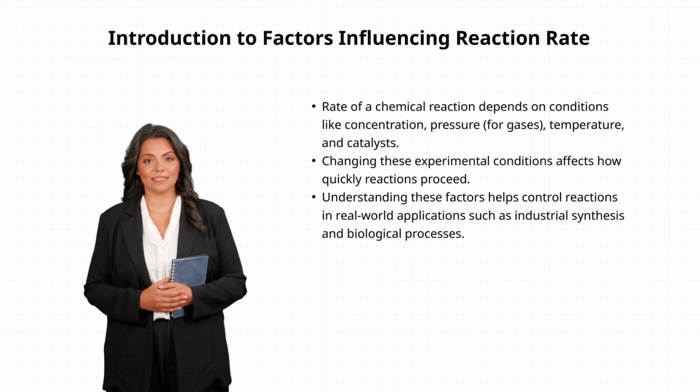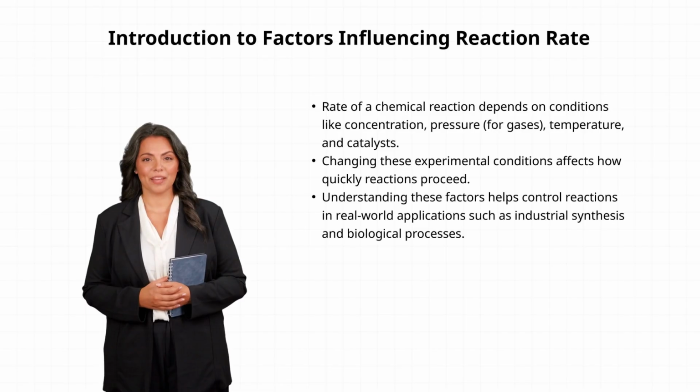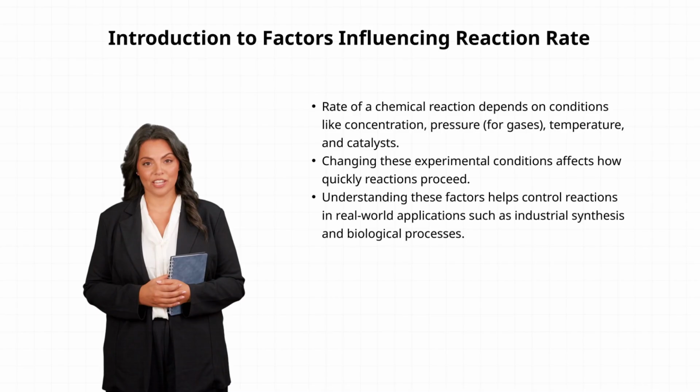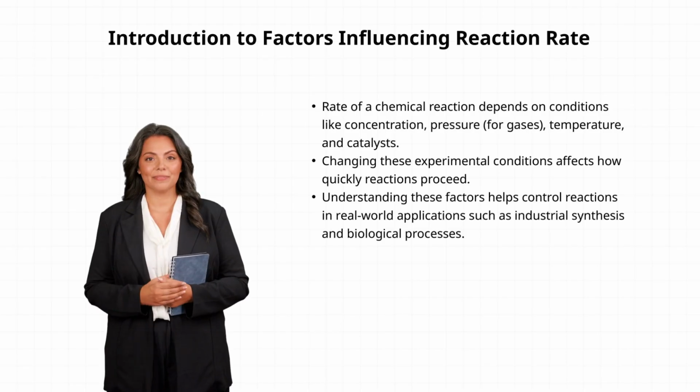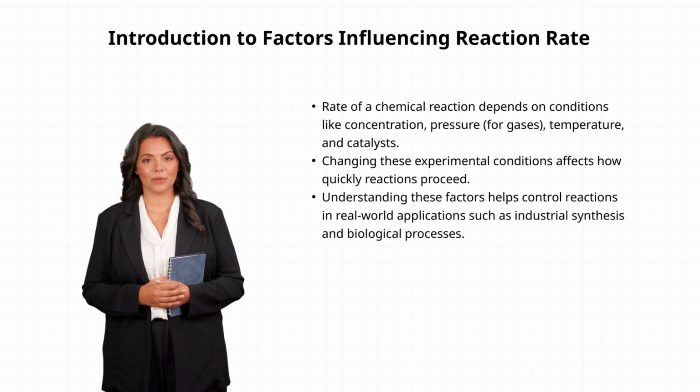Hello, brilliant students. Today, we'll explore what factors influence the rate of a chemical reaction. Imagine baking a cake. If you increase the oven temperature or add more baking powder, the cake might bake faster. Similarly, in chemistry, changing the concentration of reactants, pressure, especially for gases, temperature, or adding catalysts changes how quickly reactions happen. For example, when you spray perfume, the scent spreads faster at higher temperatures.